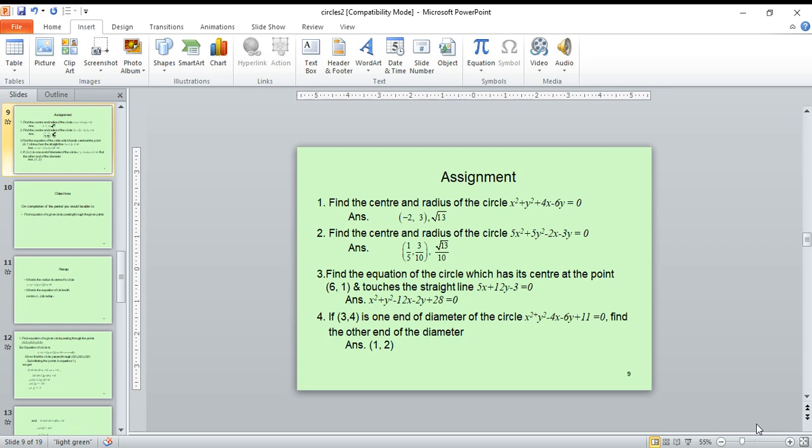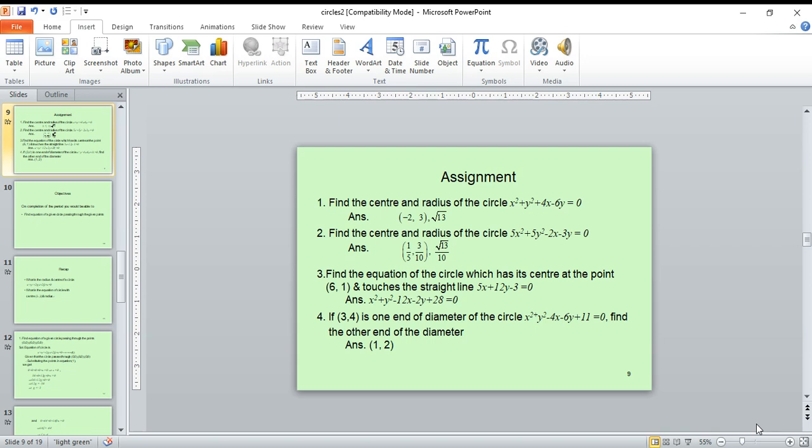So divide the given equation by 5. That is 5x square plus 5y square, divided by 5, x square plus y square, minus 2x by 5 minus 3y by 5 equal to 0. Now compare the given equation with the general circle equation x square plus y square plus 2gx plus 2fy plus c equal to 0. Here c equal to 0.